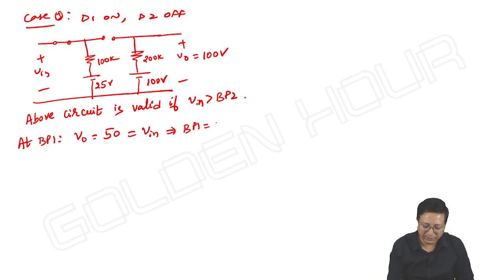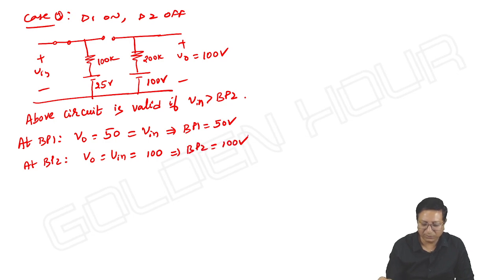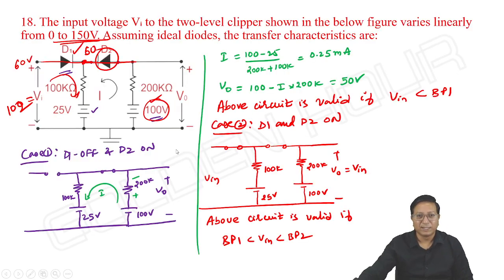Breakpoint 1 is 50 volts. At breakpoint 2, output is equal to input, also equal to 100, which implies breakpoint 2 is equal to 100 volts. No doubt about it. So it's not like 25 and 100. The first breakpoint is 50 and the second breakpoint is 100. That's it.